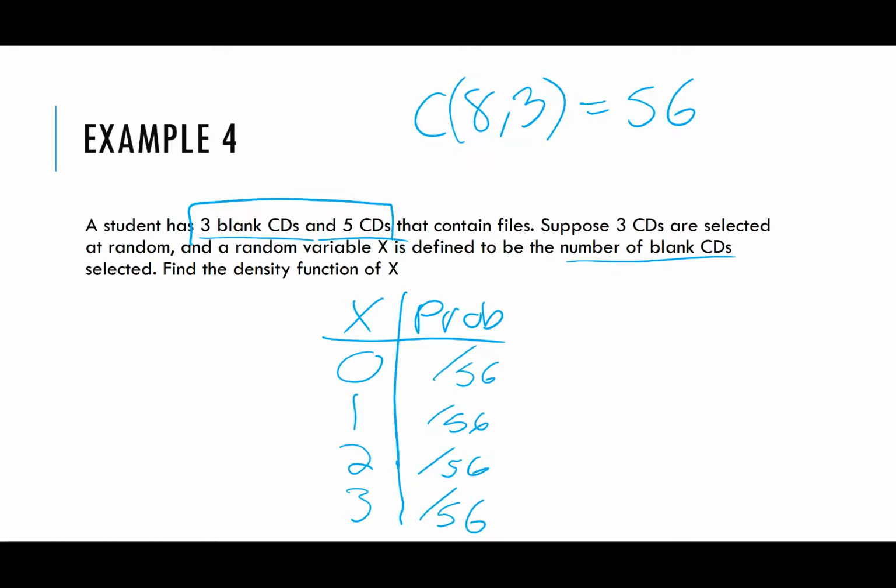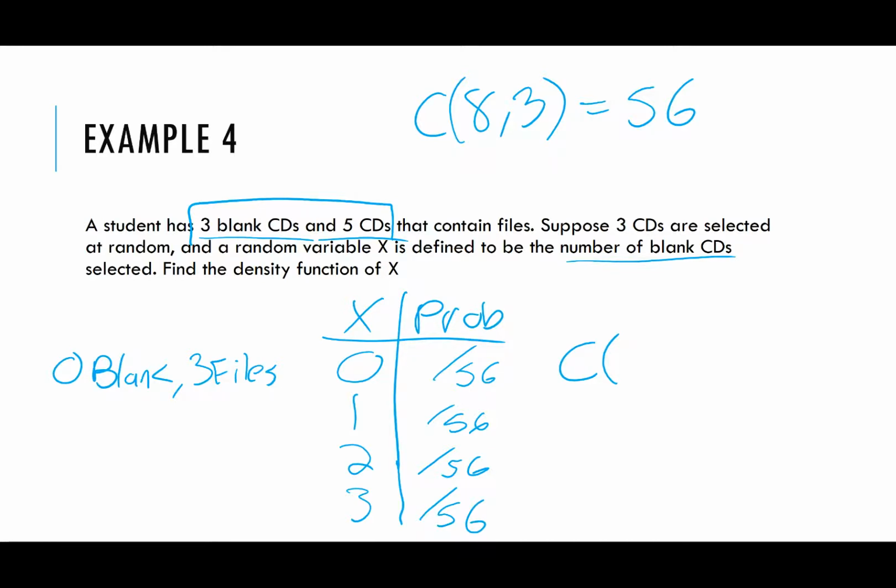There are 8 CDs, and you're going to choose 3 of them. There are 56 different combinations of ways you can pick those 3 CDs. But of course, we want to know how many of those ways have 0 blanks, 1 blank, 2 blanks, or 3 blanks. So to find out how many of them are 0 blanks, we're going to use combination. If I choose 0 blanks, that means I'm choosing 3 with files. With 0 blanks, the 3 CDs I've chosen are all 3 with files.